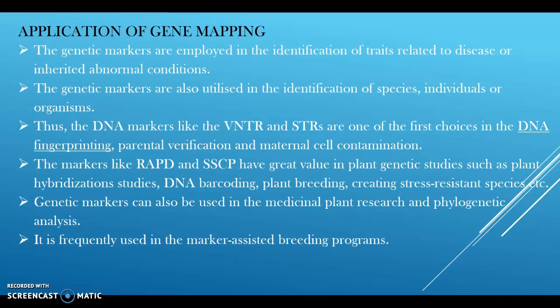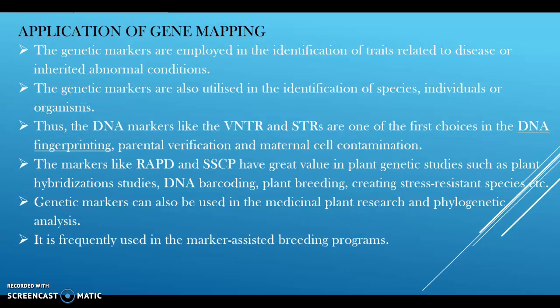Genetic markers are also utilized in the identification of species, individuals, and organisms. With the help of these genetic markers, the hereditary gene can be identified, based upon which the identification of the species, individual, or organism can be done. Thus, DNA markers like VNTRs and STRs are among the first choices in DNA fingerprinting, parental verification, and maternal cell contamination.